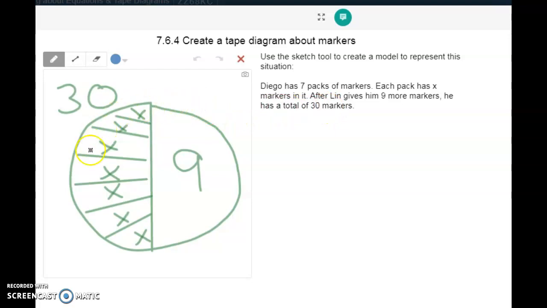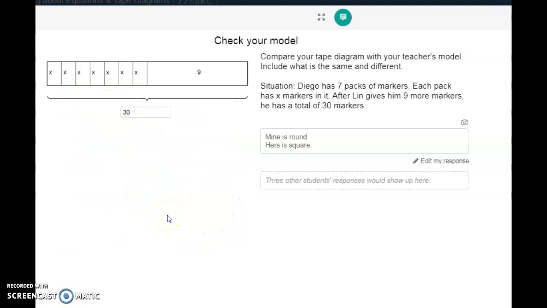This student decided to use a circle as a shape, and it looks like they're trying to represent that the 30 is the total here. And so I'd say, yeah, this model matches the situation. This slide is asking the student to compare their model on the slide before with this model right here. So in this response box, I should see something that talks about the model of the student compared to the model of the teacher.